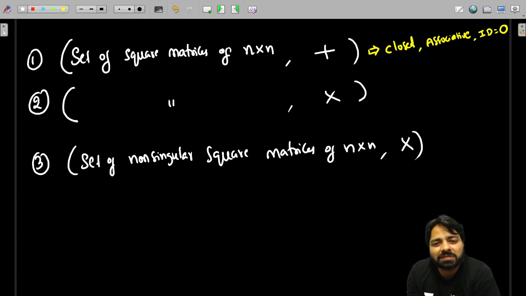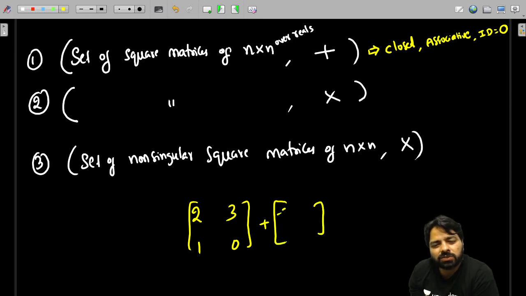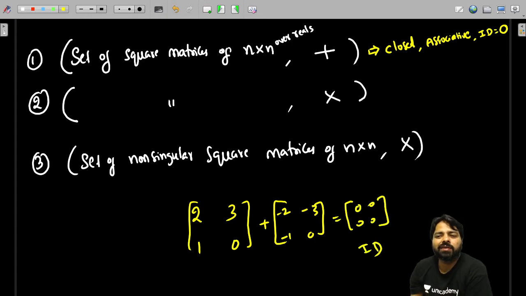Take over real numbers. Every element of the matrix is a real number, assume that. The identity is equal to 0. And now, do you have an inverse? If you have something like 2, 3, 1, 0, who is its inverse? You just need to do -2, -3, -1, 0. You will get 0, 0, 0, 0. This is the identity. Everyone, the inverse also exists.